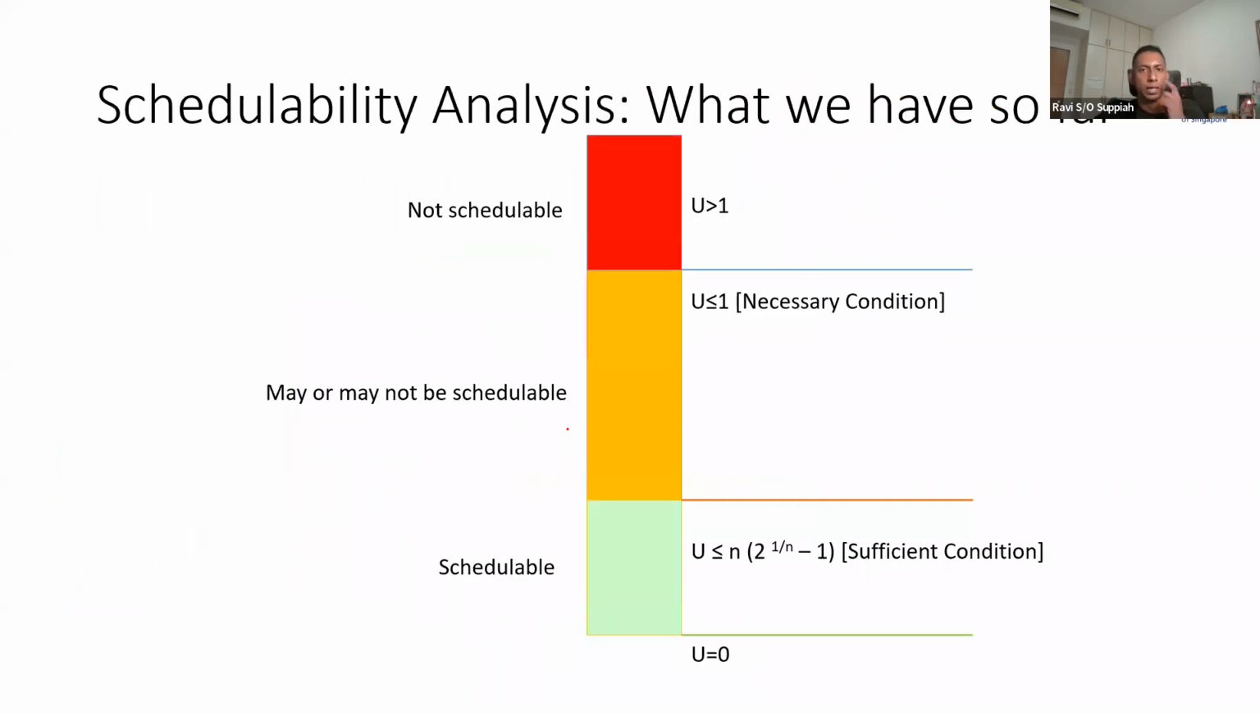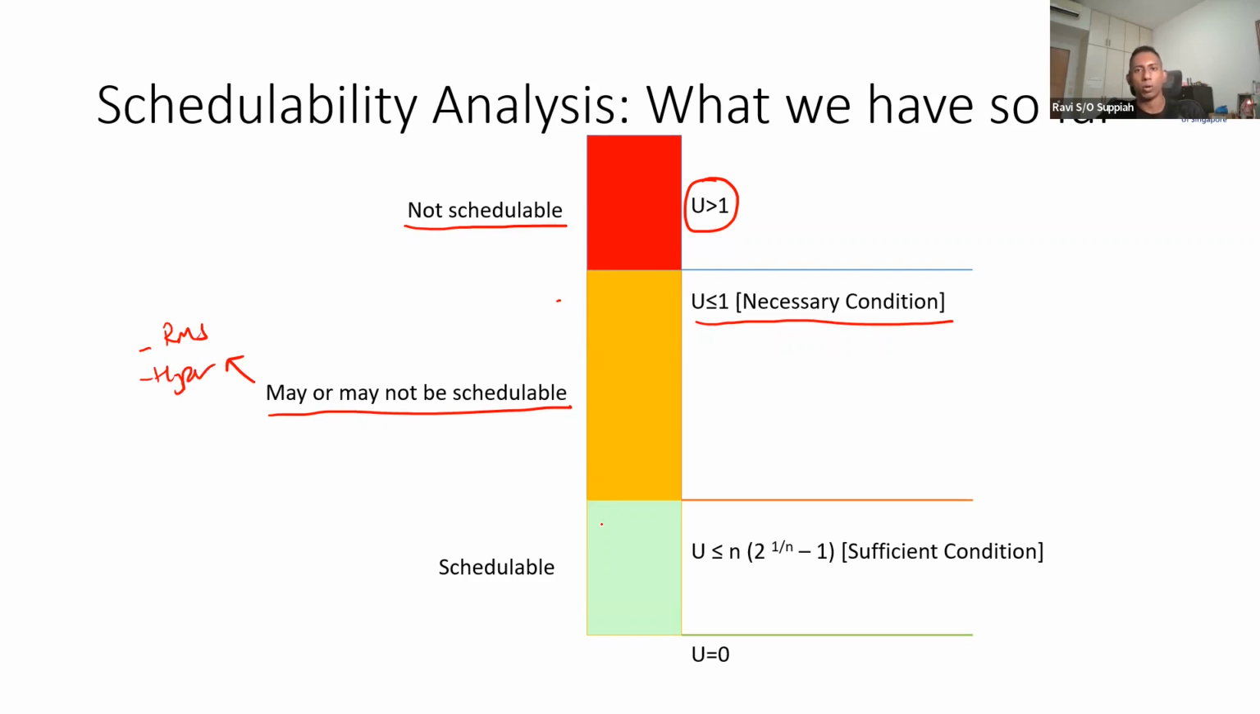This gives you a nice summary of the various things. First, utilization greater than 1 we already know is not schedulable, so we do not need to check anything else. But utilization less than or equal to 1 is necessary. This is the bare minimum we need to ensure that it may or may not be schedulable. When you say may or may not, then you still have other things, which are RMS and the hyper period.